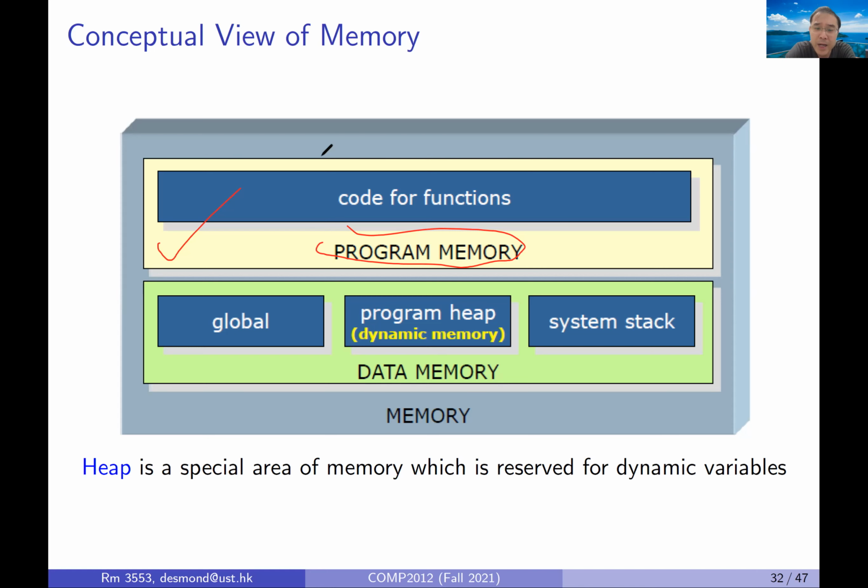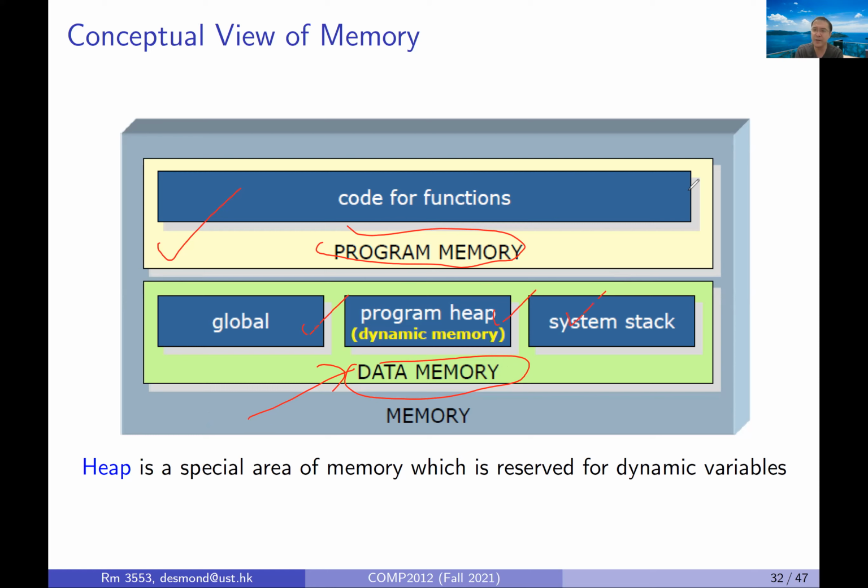We have another part called data memory. Data memory will be used to keep the data, of course. That means when you get a box from our memory or from our computer, you get a box from this region. But if you take a careful look at the data memory, there are 3 different regions: global, heap, and system stack.